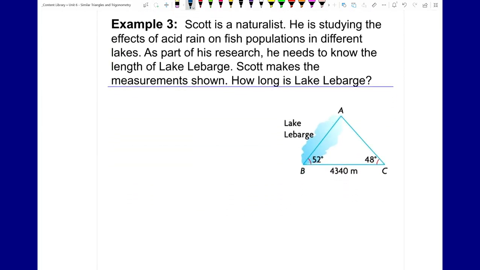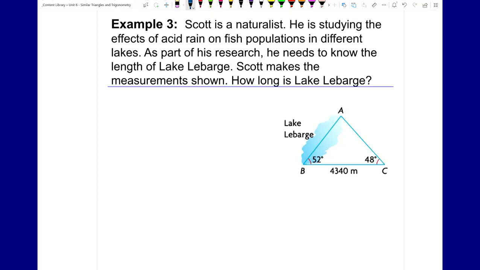Next example, so Scott is a naturalist. He is studying the effects of acid rain on fish populations in different lakes. As part of his research, he needs to know the length of Lake Lebarge. Scott makes the measurement shown. How long is the lake? So this is what some surveyors do sometimes when we're trying to measure the lengths or the height of objects, right? If it's too big, we can't travel across it, we can use angles and some lengths to help us figure out these different measurements or these different distances.